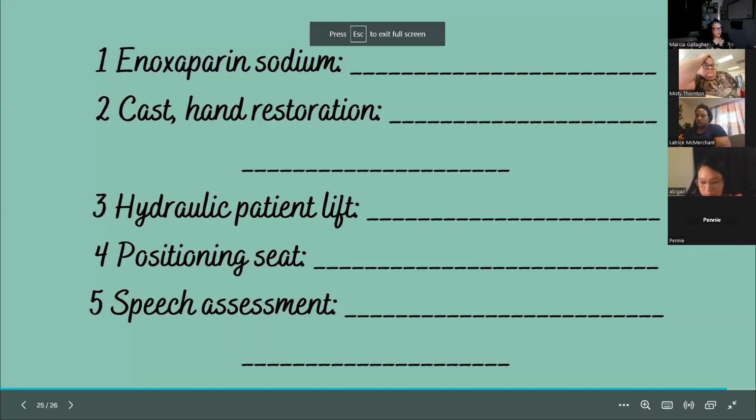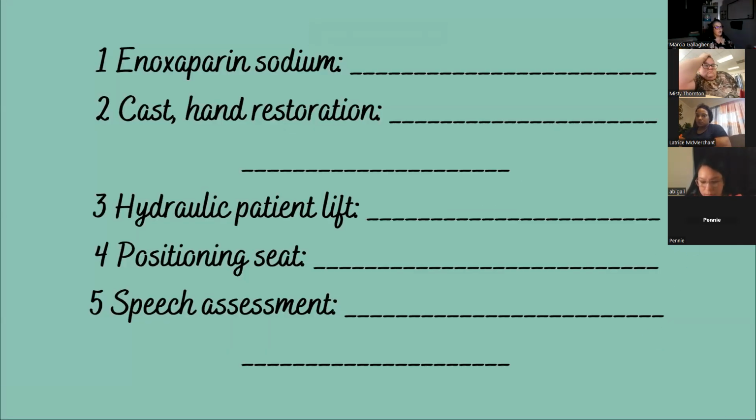So number 1 says enoxaparin sodium. Now, before we get into it too much, wait, am I not sharing? Yes, I am. I'm sorry, I am sharing. If you want to get into it with your HCPCS, if you look on page, let's see, I'm finding the first page, 46, you're going to have a table of drugs in your HCPCS.